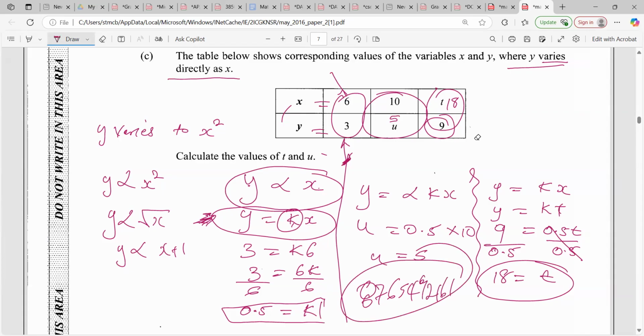What topic would this be under, sir? You can just type it in directly. There is no... You can type in variation. Or you can type both of them: inversely proportional and direct proportional. It's popular, but I know every year it comes. But it's popular.